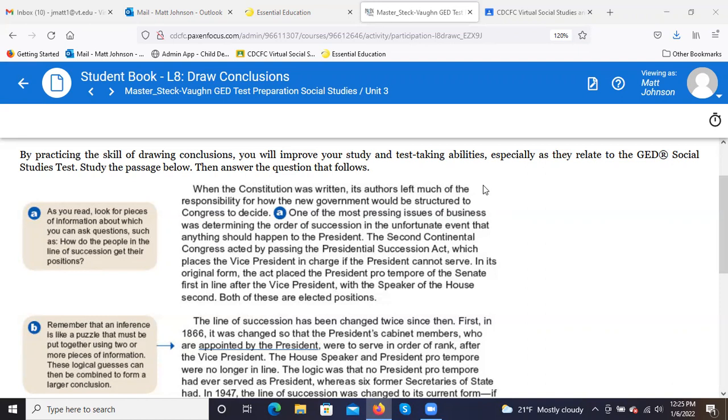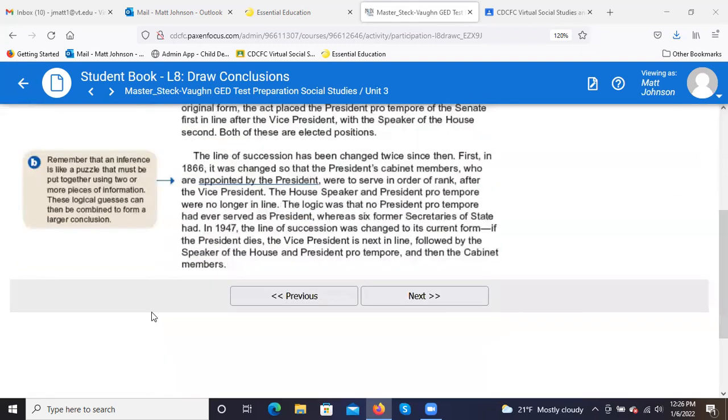The Second Continental Congress acted by passing the Presidential Succession Act, which places the vice president in charge if the president cannot serve. In its original form, the act placed the president pro temp of the Senate first in line after the vice president, with the Speaker of the House second. Both of these are elected positions. You could think of the president pro temp as like the vice president of the Senate. The vice president, the literal vice president, serves as sort of the president. He oversees all of the Senate activities, and then the pro temp would be the guy or woman under him. And then next, the line of succession has been changed twice since then.